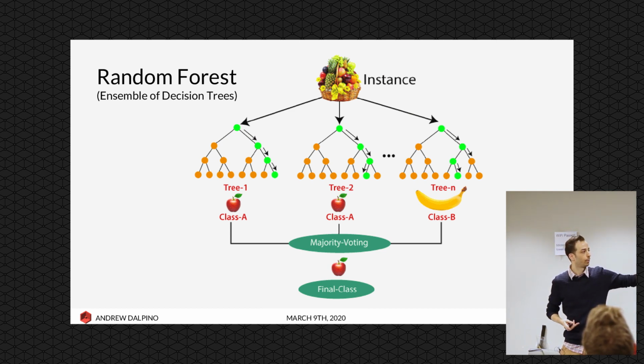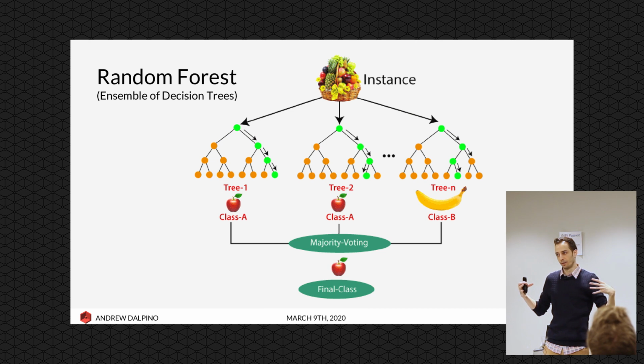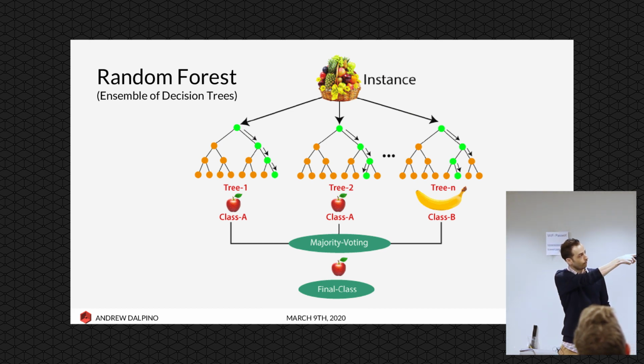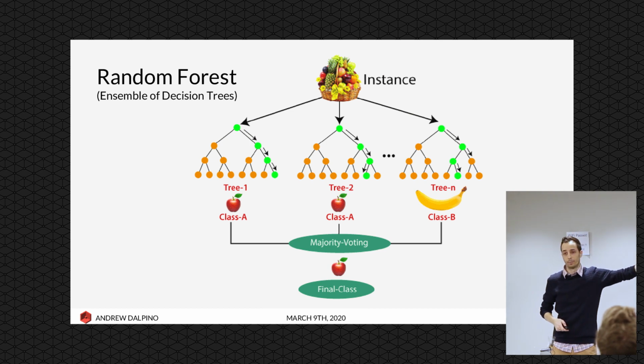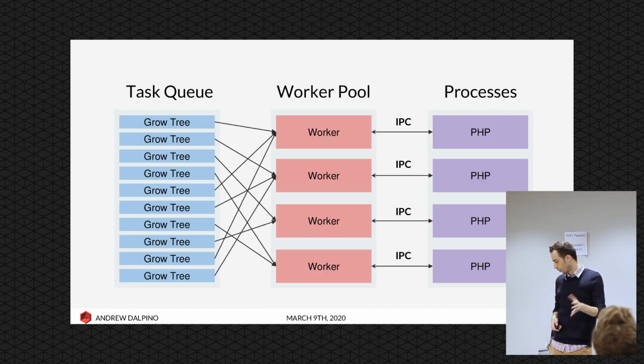Should it be an apple or a banana? Those predictions are then averaged, and that helps to reduce the variance of the predictions of a decision tree. Why do I bring this up? It's because each one of the tasks to grow a decision tree can be done in parallel. And so this is what it looks like.